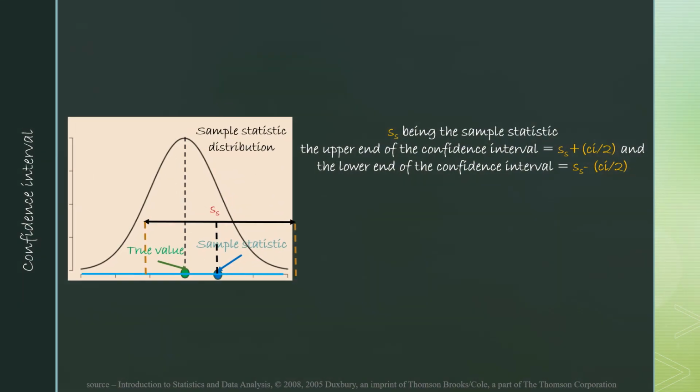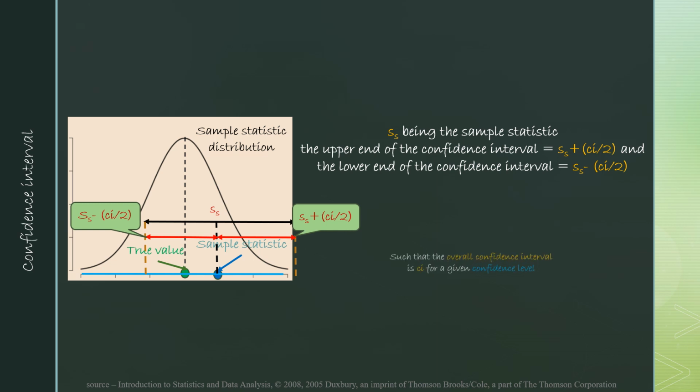SS being the sample statistic, the upper end of the confidence interval equals SS plus Ci divided by 2, and the lower end of the confidence interval equals SS minus Ci divided by 2, such that the overall confidence interval is Ci for a given confidence level.